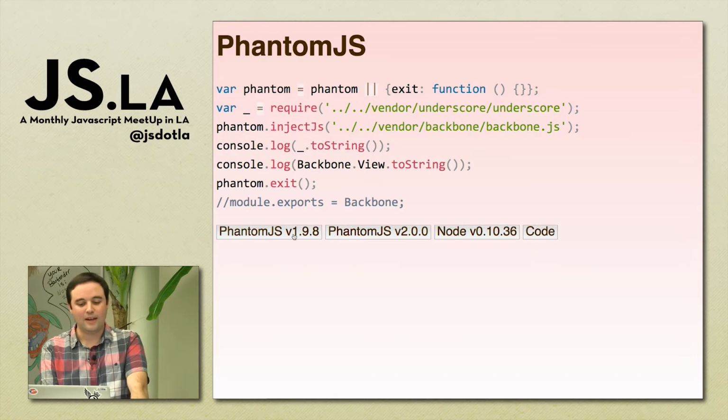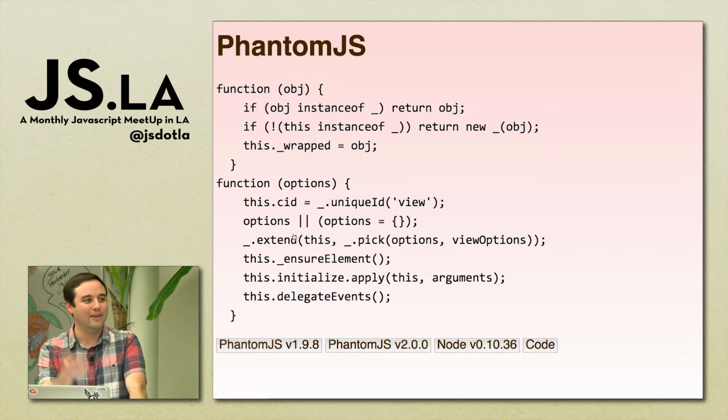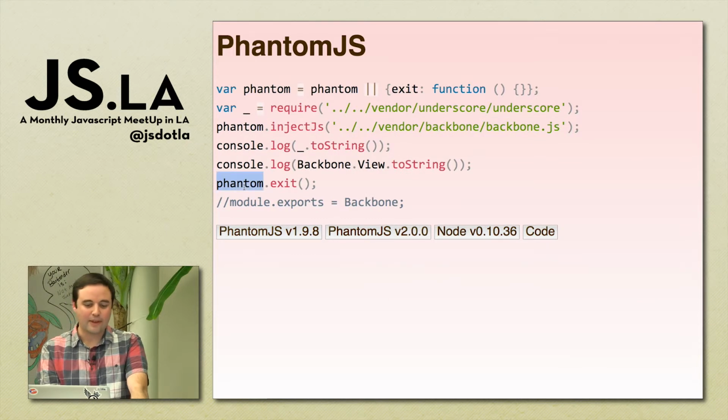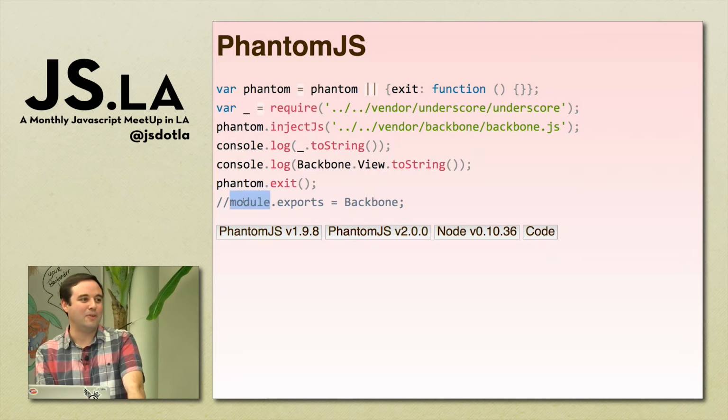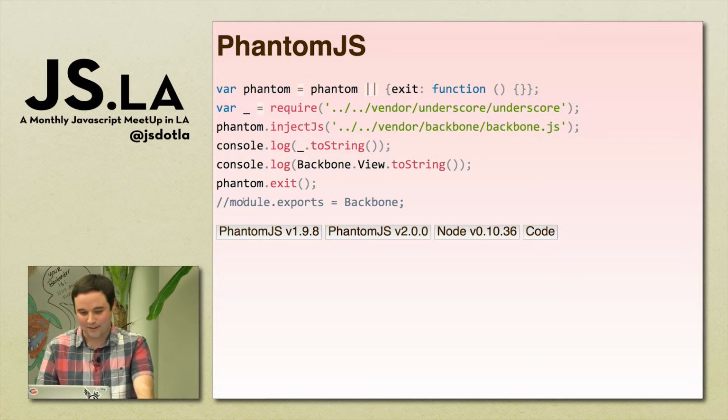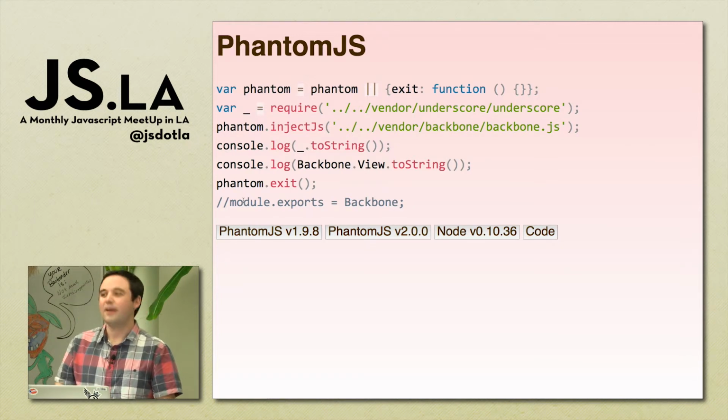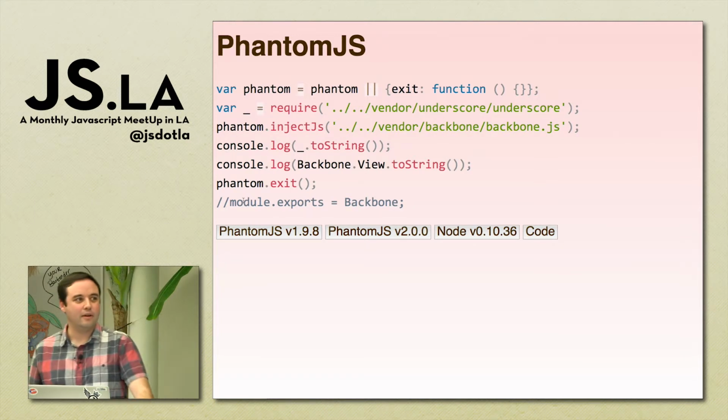And if I run it here, you'll see the constructor for underscore and the constructor for a Backbone view. And it works the same either way. The only thing that would be different is that instead of exiting out of Phantom, you would just do the module exports, like you would assume. All right, so that's the next thing I care about, sharing code.